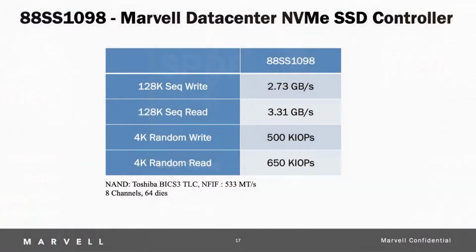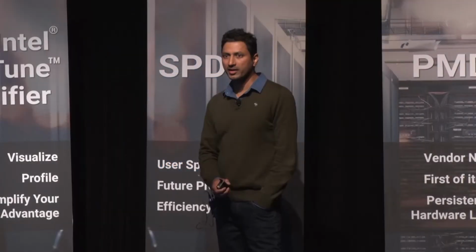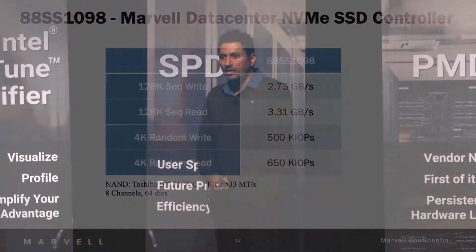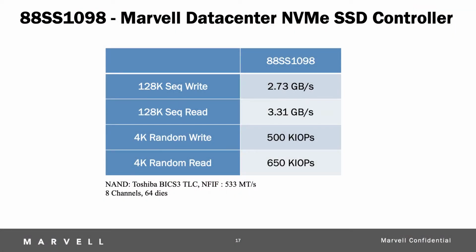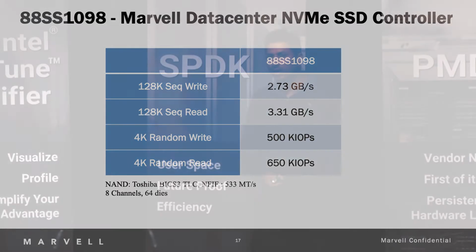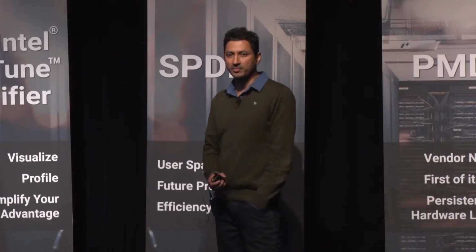Coming to performance, let me start from the bottom. We could reach a decent 650 kilo IOPS, with 533 MTS interface speed, 8 channels, 64 dies, BiCS3 TLC. The chip can even go all the way to 740 to 750 if we use faster NAND and a faster interface speed, and we also tested that. Then random write is around 500 kIOPS, and for sequential read and write, we can go all the way to the PCIe Gen 3 maximum.